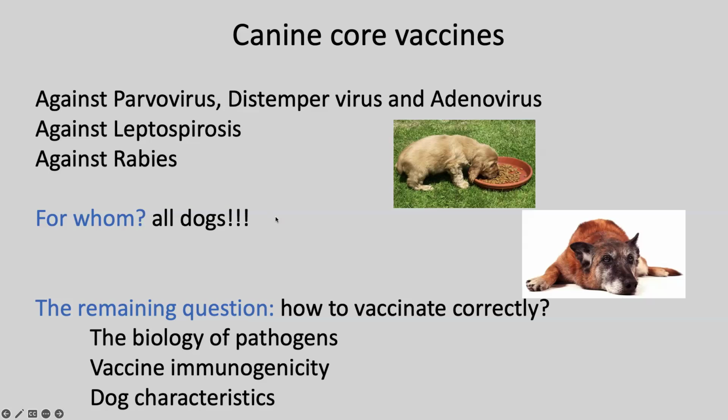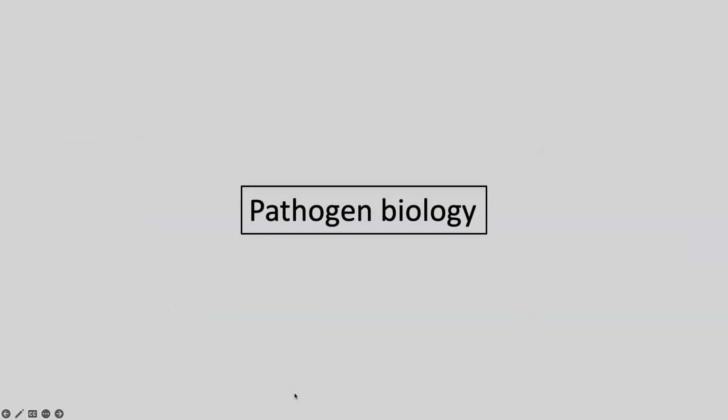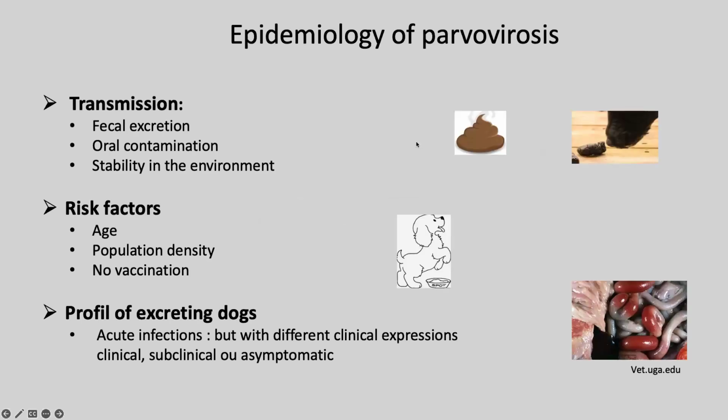But once we have said it's all dogs, the remaining question is how can we vaccinate correctly? This means that we have to know a little bit of the biology of pathogens, how the vaccines work, and the different characteristics of the dogs we are going to vaccinate. We are going to start with the pathogen biology, and we start with the first one, the parvovirus.